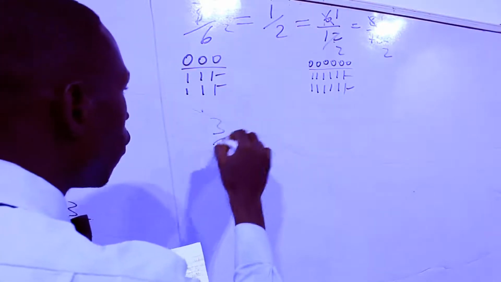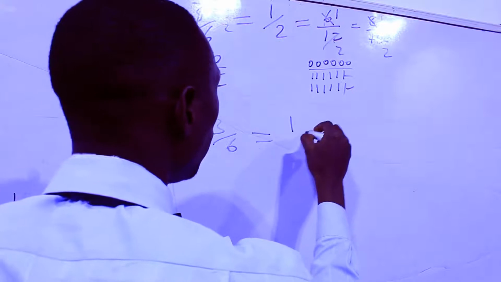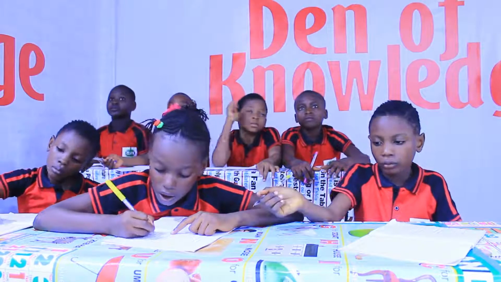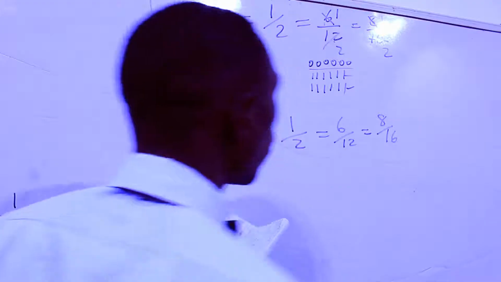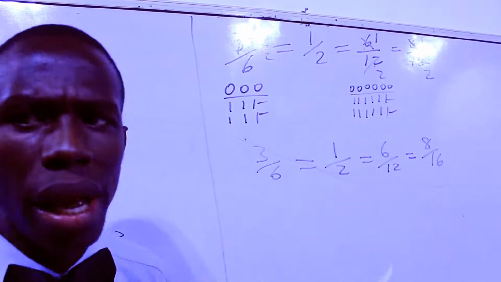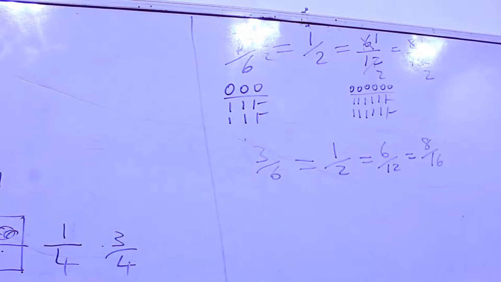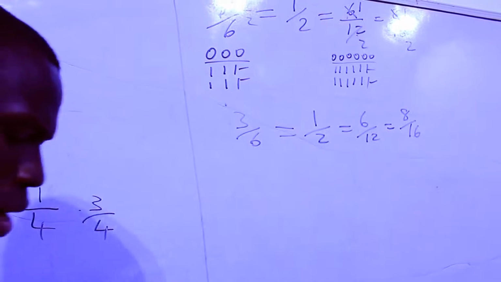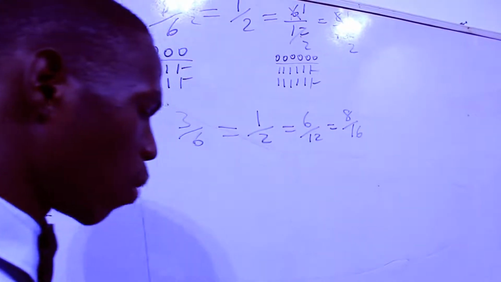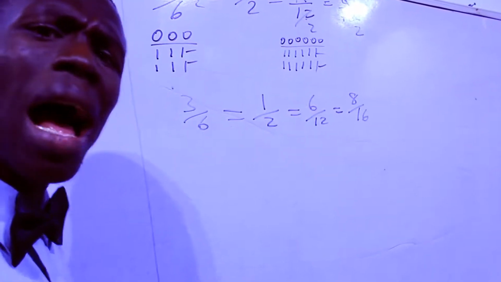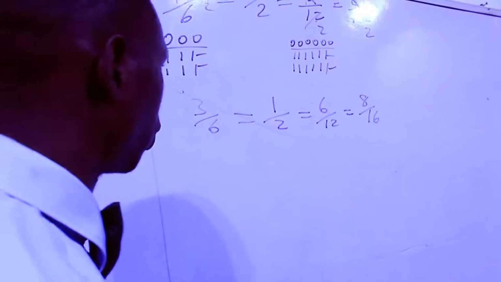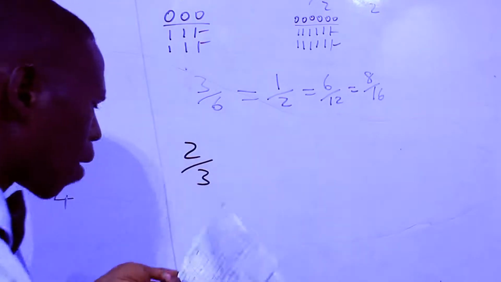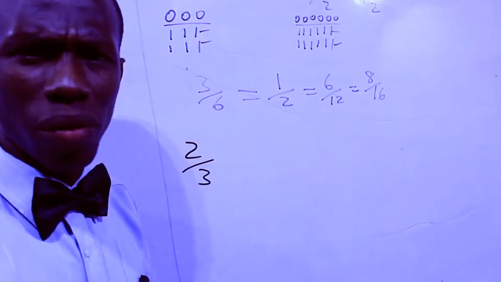That means 3 over 6 equals 1 over 2 equals 6 over 12 equals 8 over 16. It's called equivalent fraction. Now, how do we form equivalent fractions? How can we form equivalent fractions? If you are given something like 2 over 3, how can you manufacture the equivalent fraction?